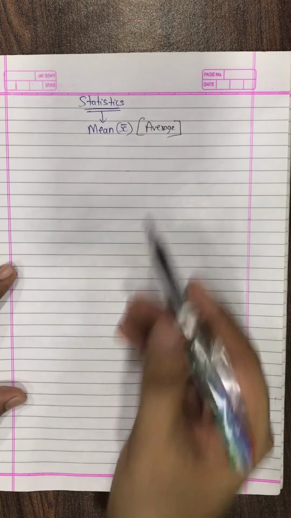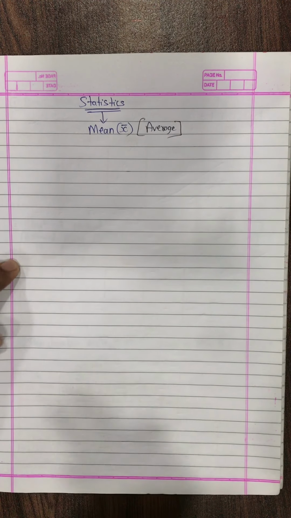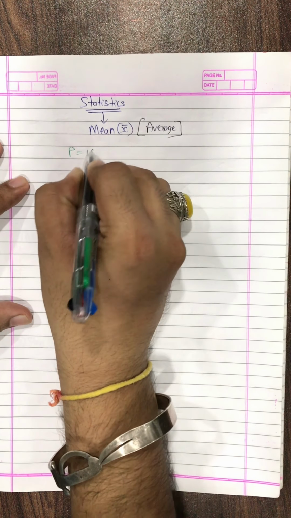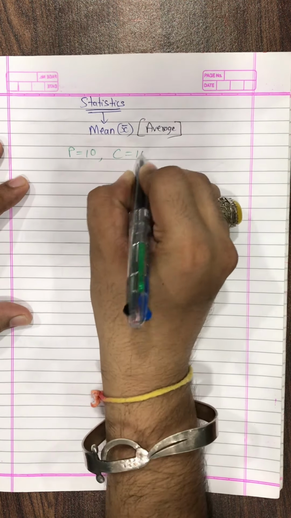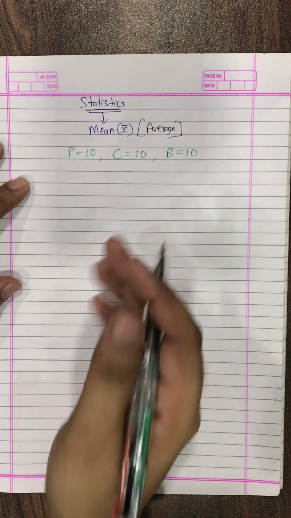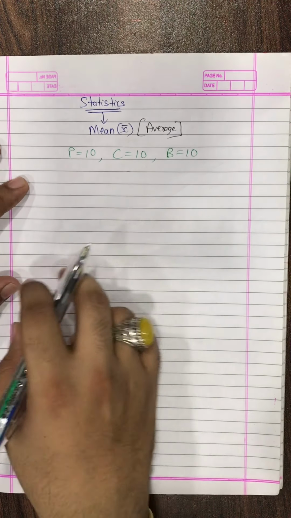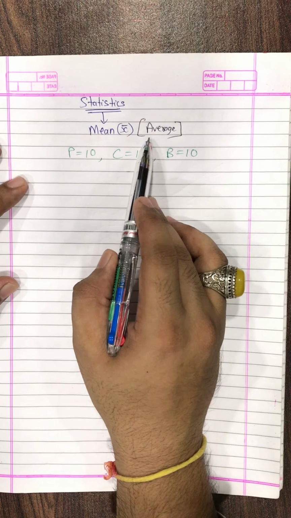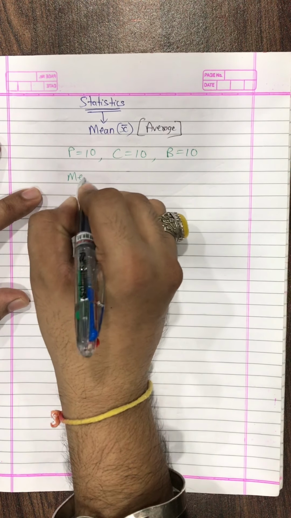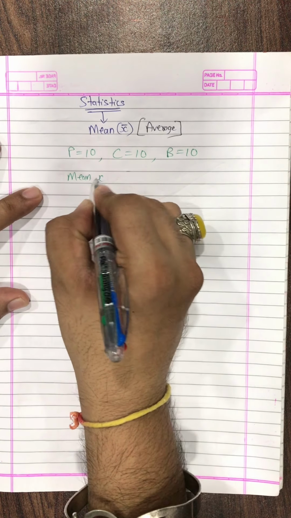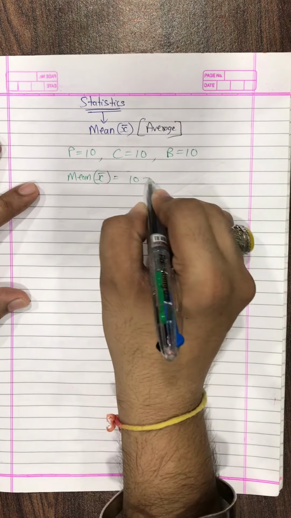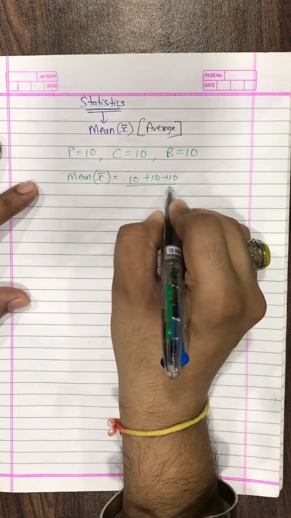What is the average? Let's take a small example to understand it. For example students, I scored 10 marks in physics, 10 marks in chemistry, and 10 marks in biology. If I ask you the average of marks scored by me, in this chapter I will use the word mean. So the mean of marks scored by me, x bar, will be nothing but the average. How will you find it? 10 plus 10 plus 10 upon 3.